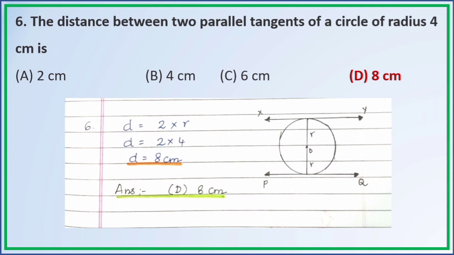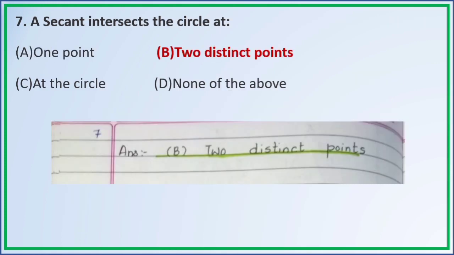The distance between two parallel tangents of a circle of radius 4 centimeter is, students, in the figure you can check the distance between two parallel tangents is 2 times the radius, that is given radius as 4 centimeter. Therefore, we get the distance between the two parallel tangents of a circle is 8 centimeter. Therefore, the correct answer is option D, 8 centimeter.